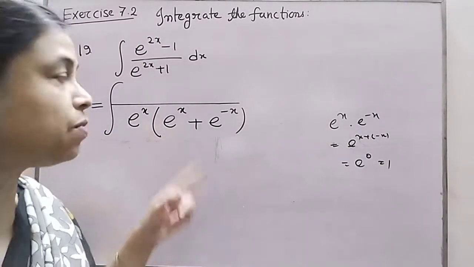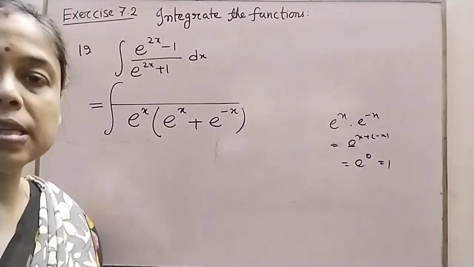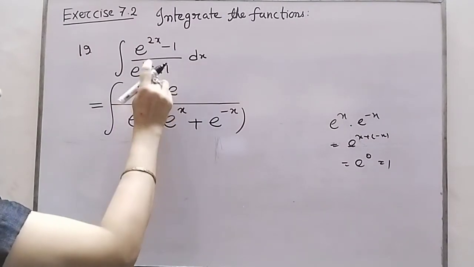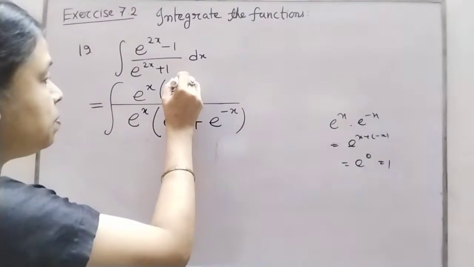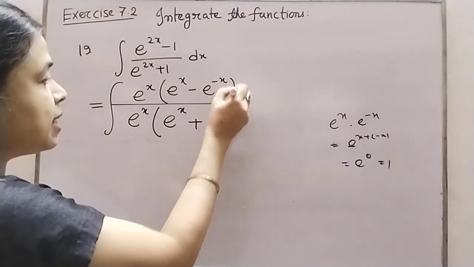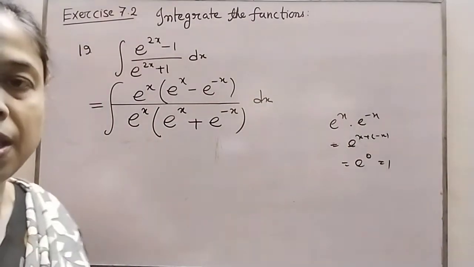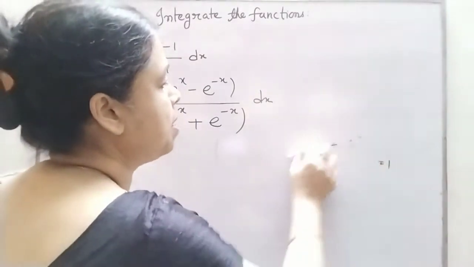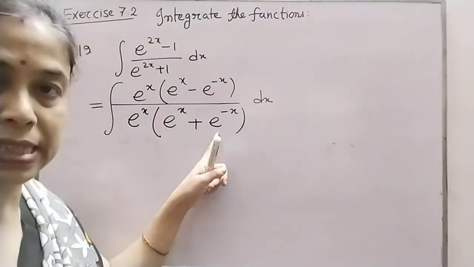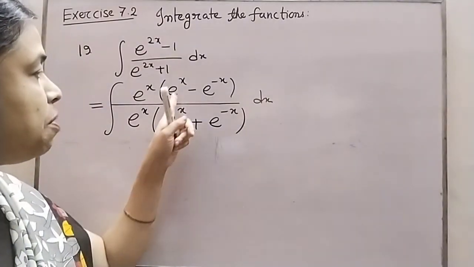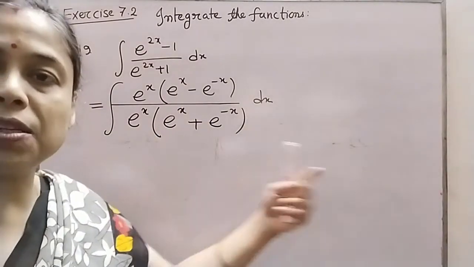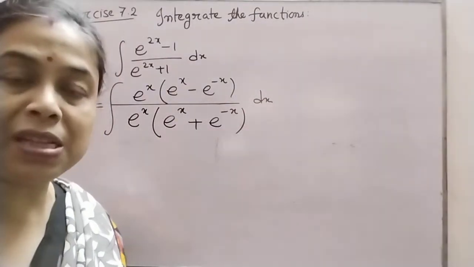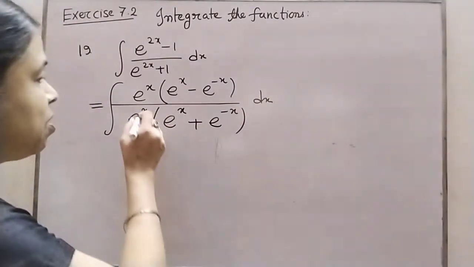That means I can write it in this form, taking e to the power x common. Same you have to do in the numerator also, taking e to the power x common, only the difference is between the plus and the minus sign. So it is e to the power x minus e to the power minus x, and dx is already there. Now if I do the substitution of the denominator, e to the power x plus e to the power minus x, its derivative is e to the power x for the first term, and e to the power minus x into minus 1 for the second, that is minus e to the power minus x. That is present in the numerator with dx. That means we can substitute the denominator because it is cancelled out.